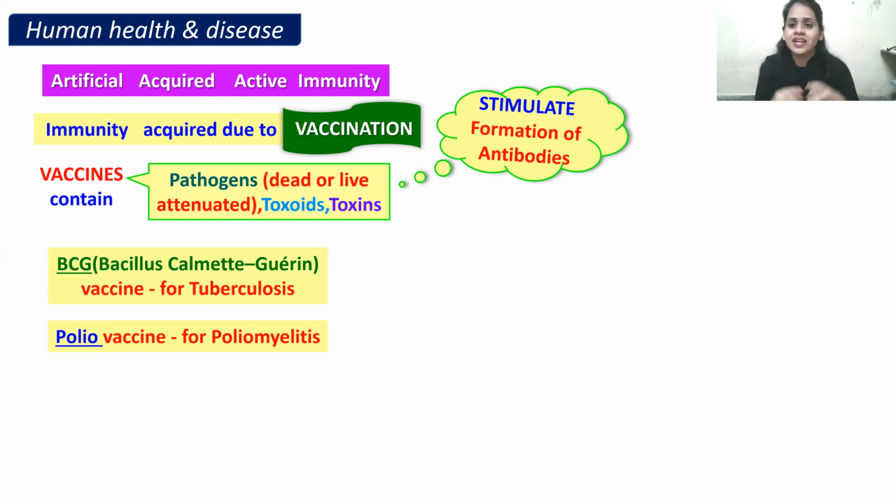Okay, so what do vaccines contain? Vaccines contain dead or live or attenuated pathogens. They also contain toxoids or toxins.